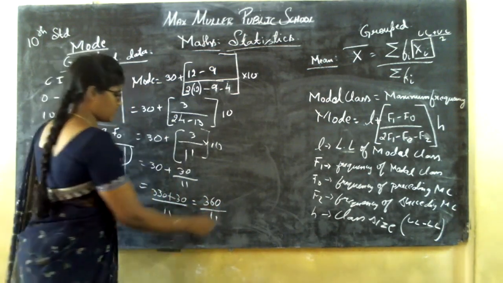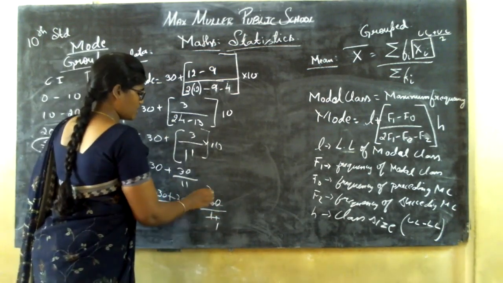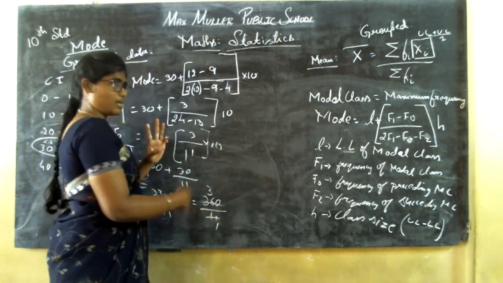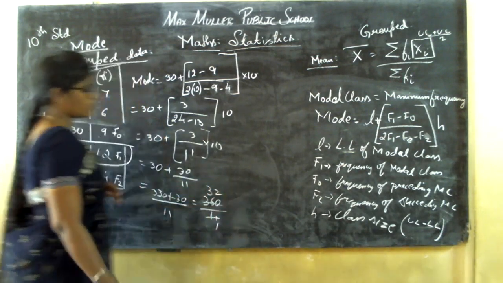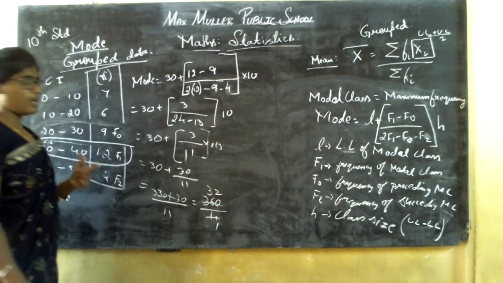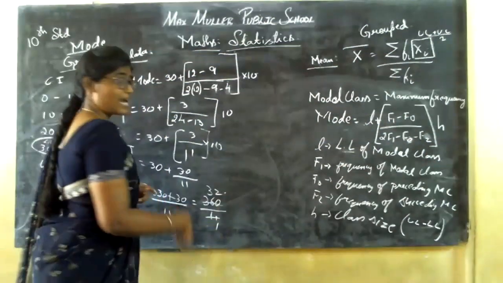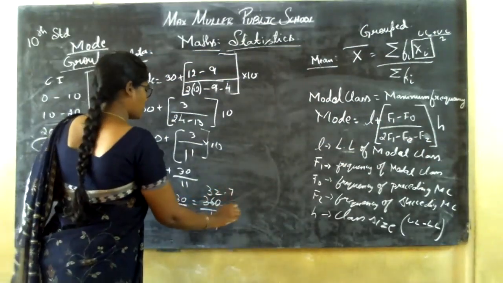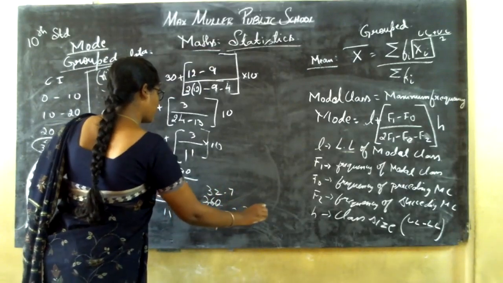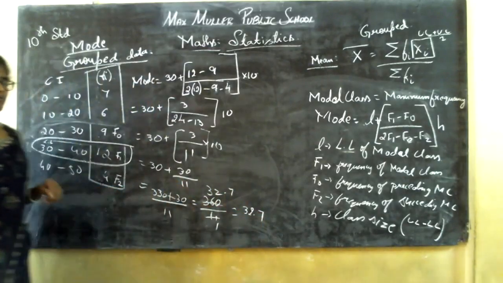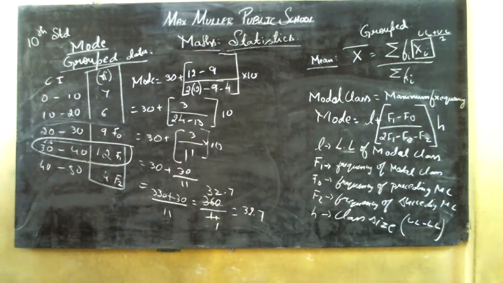Now divide by 11. 11 ones are 11, 11 threes are 33. You will be left with 3, and 30 is there. 11 twos are 22 and you will be left with 8. 80, you get 7. So what is the answer you get? 32.7 is the mode for the given frequency table. Did you understand how to find the mode?